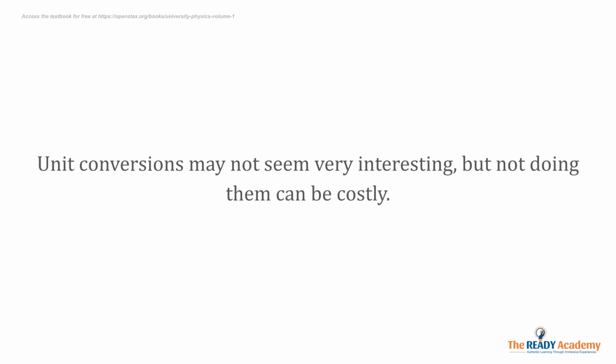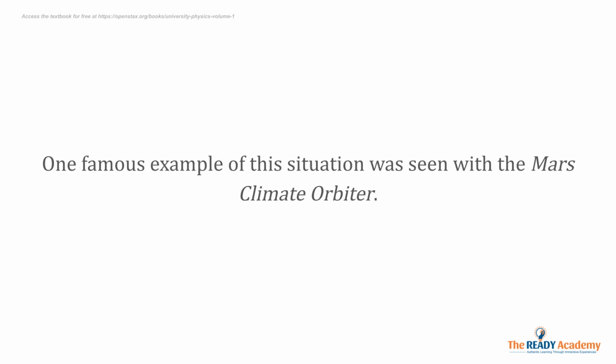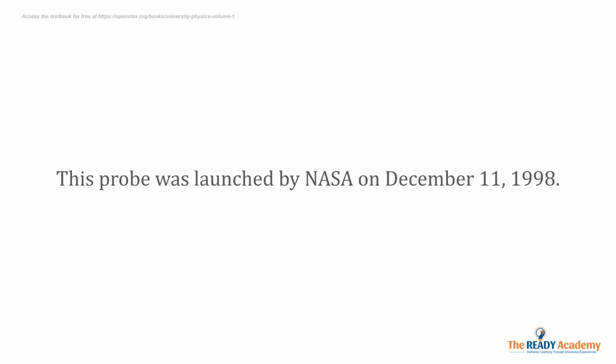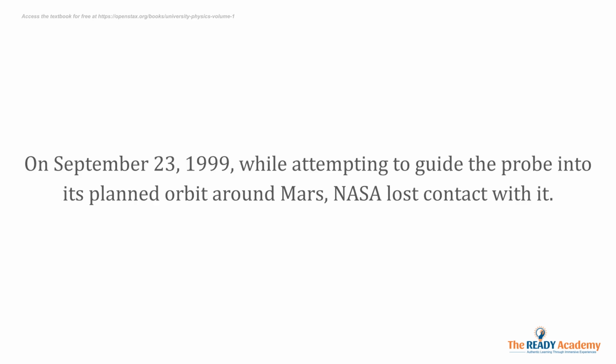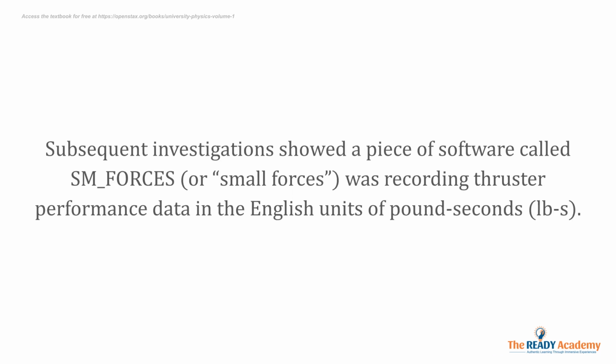Unit conversions may not seem very interesting, but not doing them can be costly. One famous example of this situation was seen with the Mars Climate Orbiter. This probe was launched by NASA on December 11, 1998. On September 23, 1999, while attempting to guide the probe into its planned orbit around Mars, NASA lost contact with it. Subsequent investigations showed a piece of software called SM Forces, or Small Forces, was recording thruster performance data in the English units of pound-seconds.